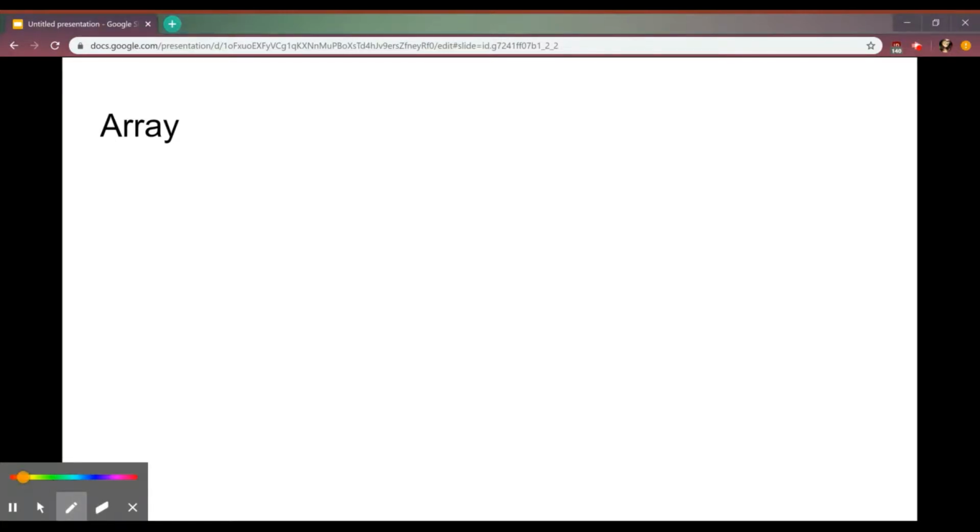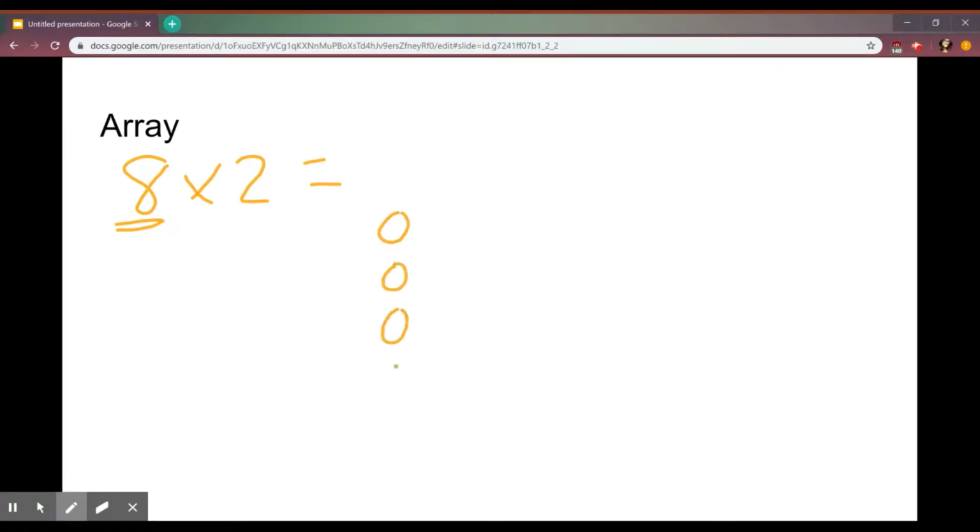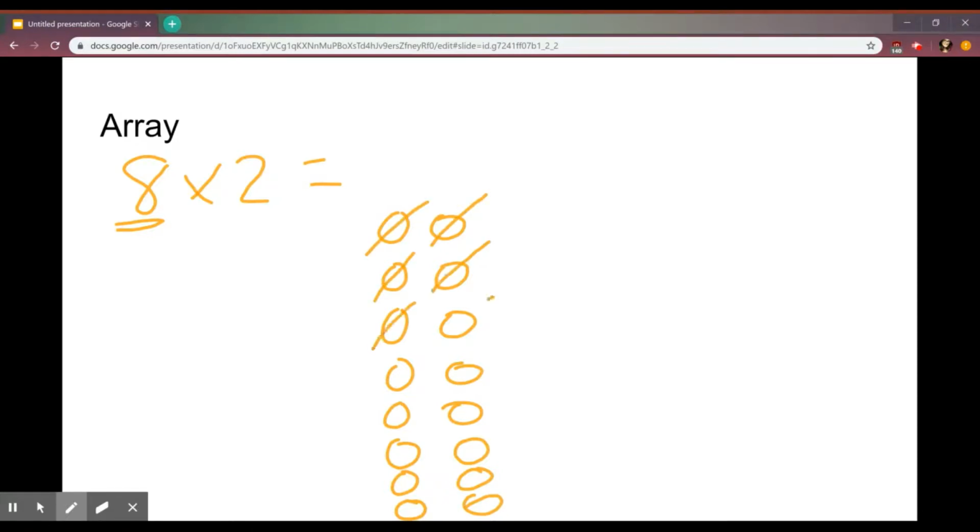We'll do one more array. Let's do 8 times 2. My first number tells me how many down I need to have. 1, 2, 3, 4, 5, 6, 7, 8. And there's 2 in each row. So 1, 2, 1, 2, and so on for each of the 8 rows. Now I add them up. 1, 2, 3, 4, 5, 6, 7, 8, 9, 10, 11, 12, 13, 14, 15, 16.